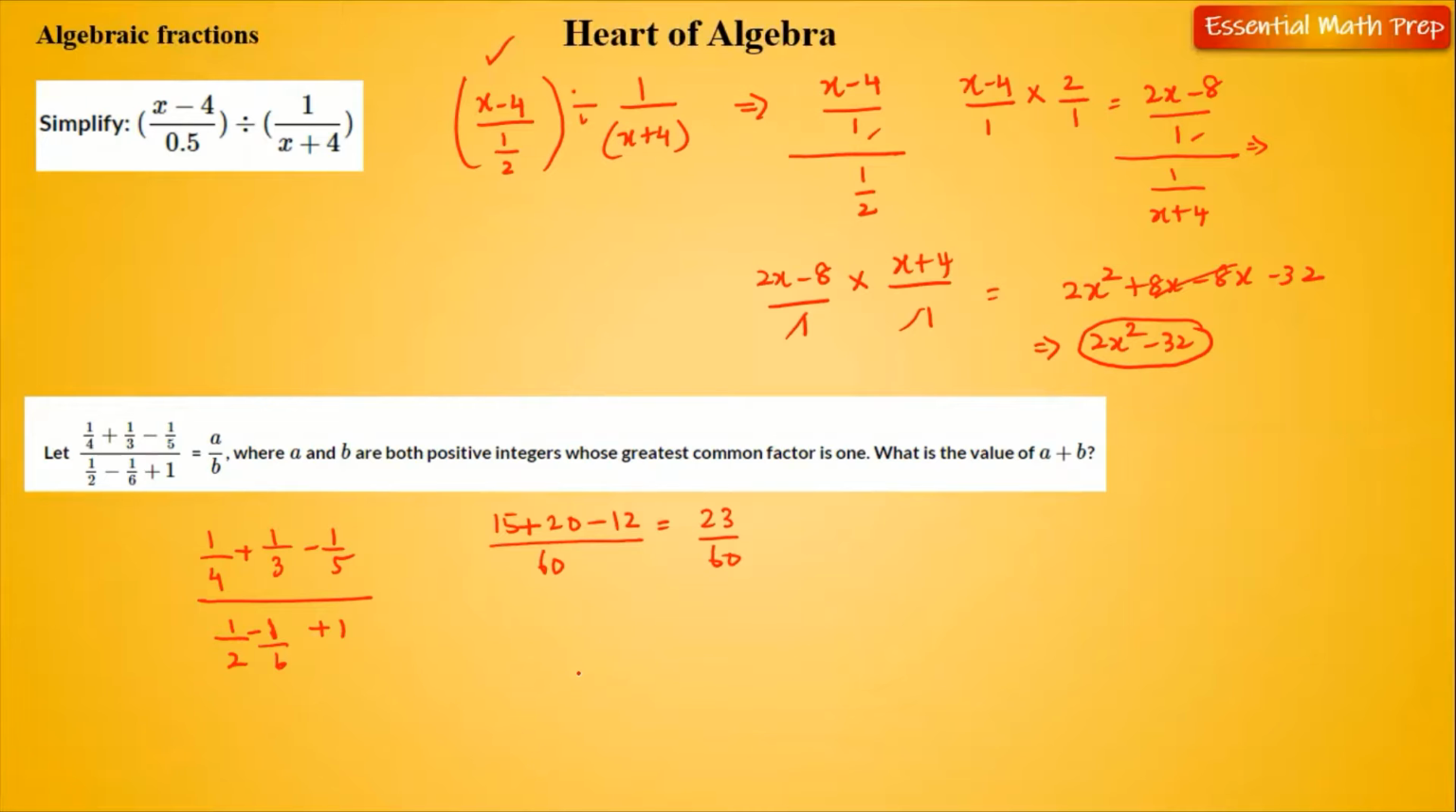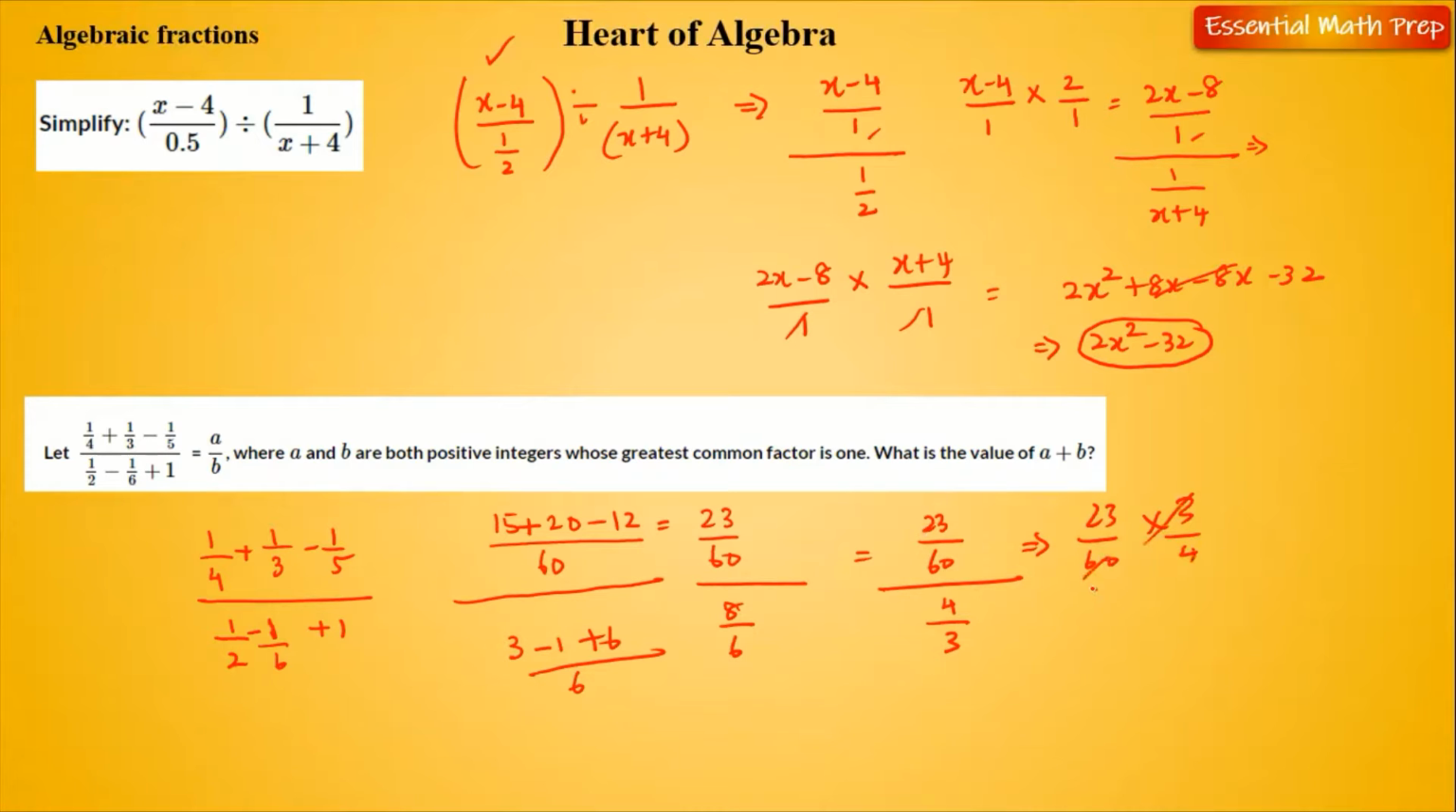So again, 6 is a common factor. So it'll be 3 minus 1 plus 6. So that'll be 8 over 6, right? So let's go ahead and even reduce the 8 over 6 even further. So that'll be what, 2 times 4 over 3, right? Now we have it in a way that we're familiar with. So that'll be 23 over 60 times 3 over 4. So this is 20 times 23 over 80.